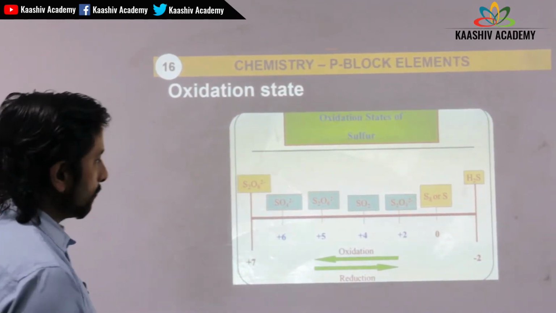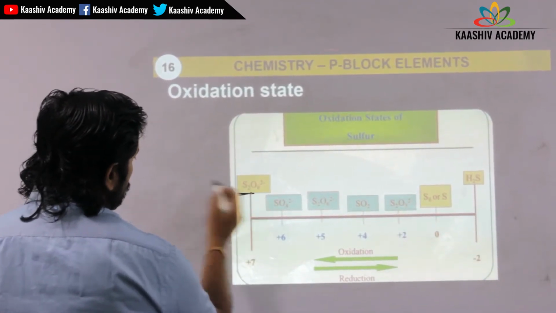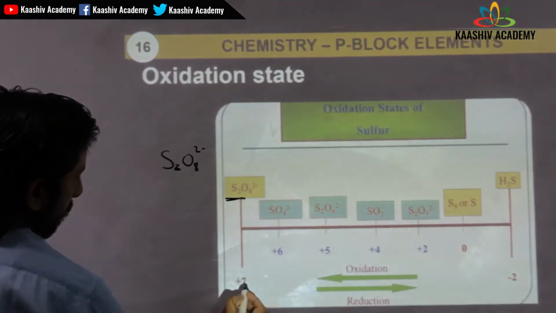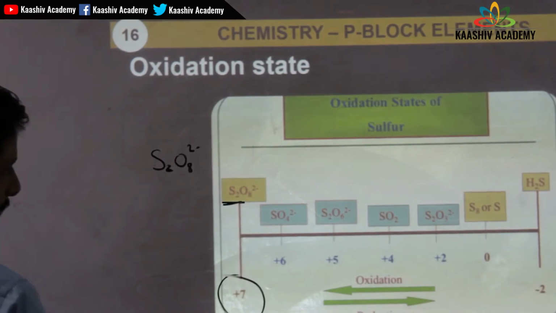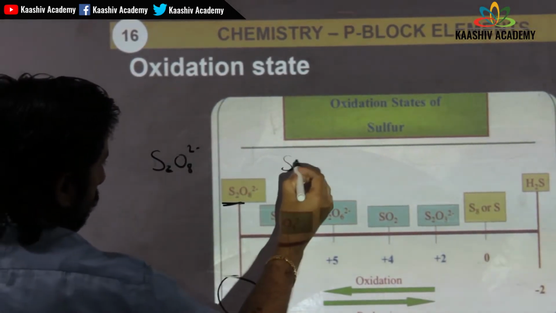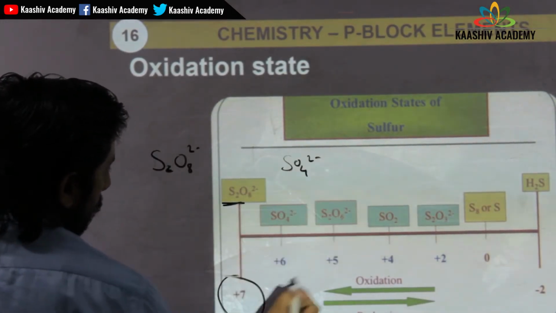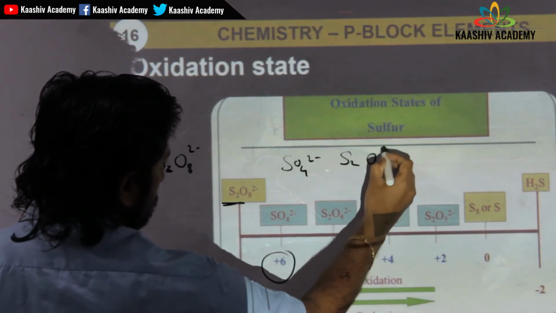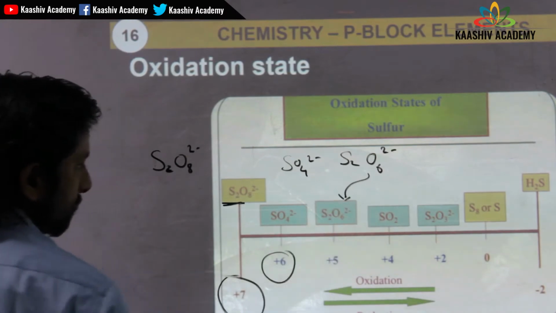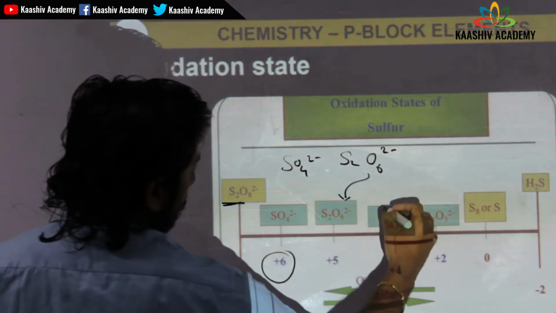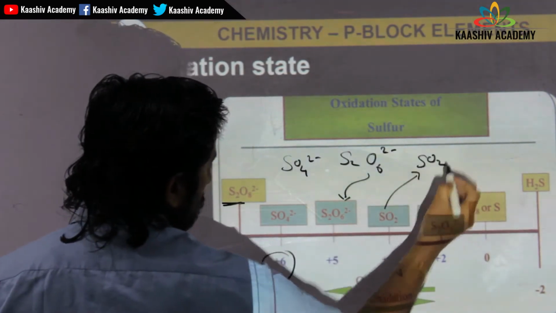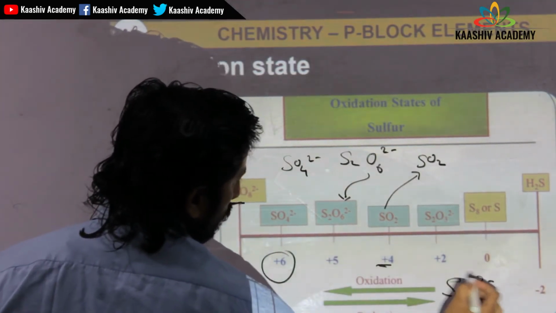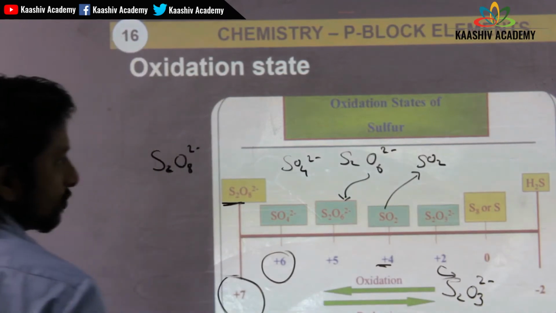Over here, you're able to see for sulfur, S2O8 2-, it has an oxidation state of +7. SO4 2- has an oxidation state of +6. S2O6 2- has an oxidation state of +5. And SO2 has an oxidation state of +4. S2O3 2- has an oxidation state of +2.